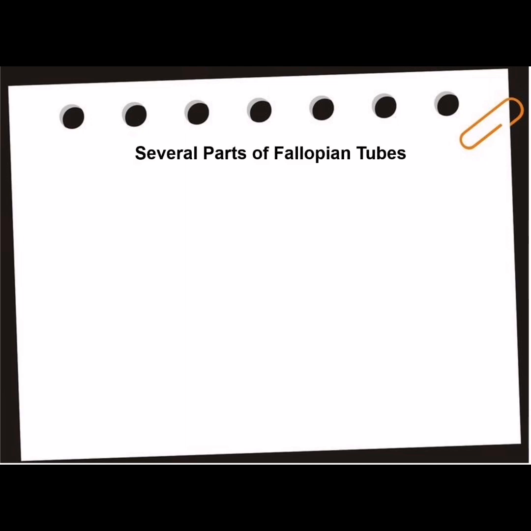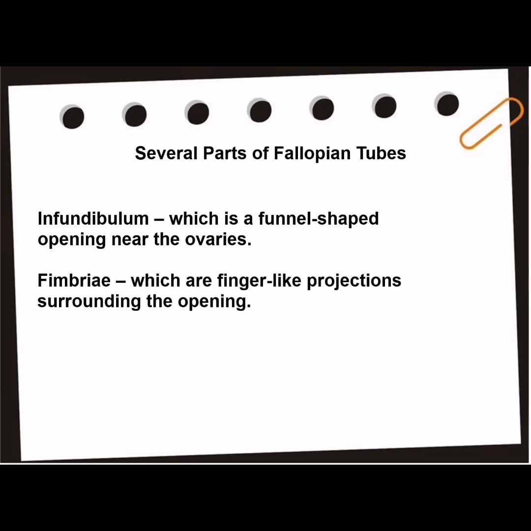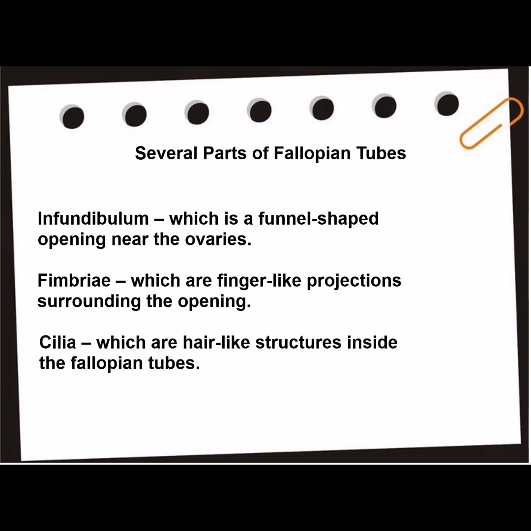The fallopian tube is composed of several parts. The first part is the infundibulum. It is a funnel-shaped opening near the ovaries. The next part is the fimbriae. It is a finger-like projection surrounding the opening. Lastly, we have the cilia. They are hair-like structures inside the fallopian tubes.